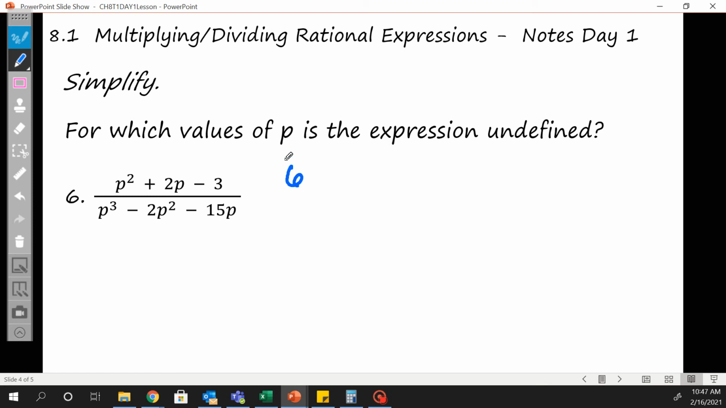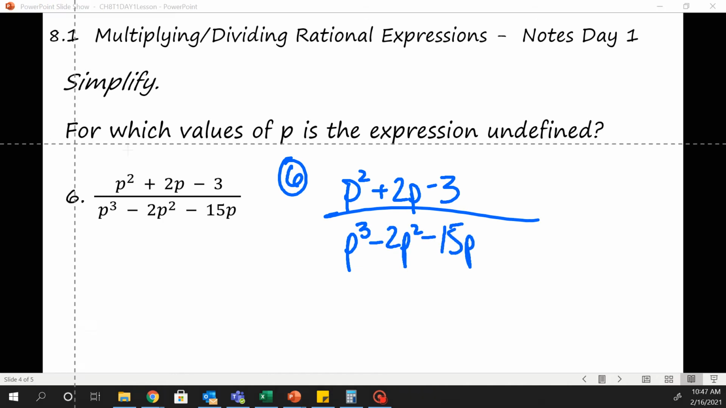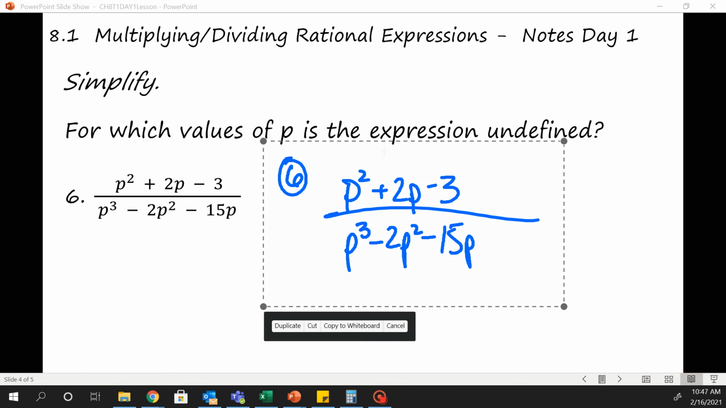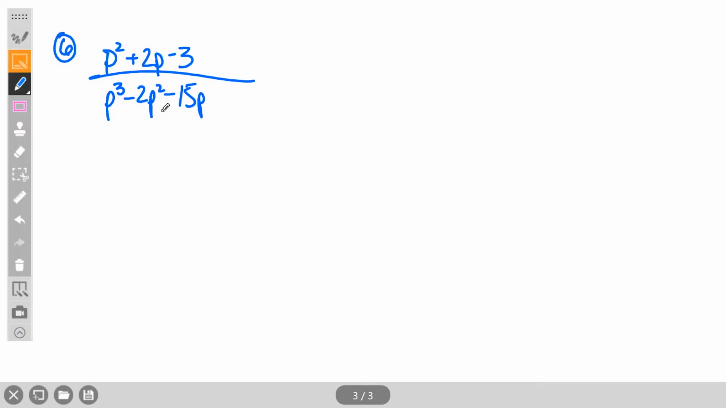All right, and then number 6, we got p squared plus 2p minus 3 over p cubed minus 2p squared minus 15p. And then it's simplified, which values of p is the expression undefined, so that would be the restrictions here. So we'll start with factoring the numerator. So we got positive 3 times negative 1 and positive 3 plus negative 1. So the numerator factors into p plus 3 and p minus 1.